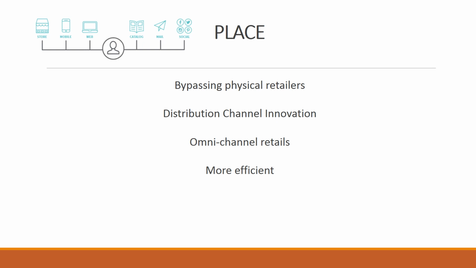Coming to place, next is change in placement due to digitization. This is about convenience. This is about accessibility. Earlier it was called place. Now researchers call it convenience, or accessibility. By bypassing the physical retailer, buyers have started getting products directly from the manufacturer.